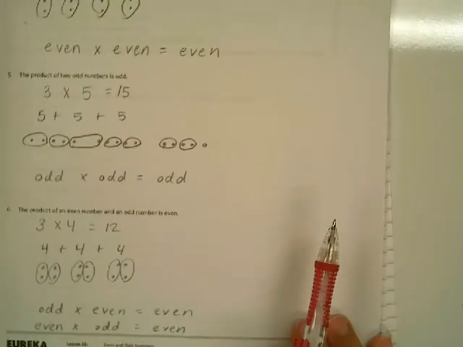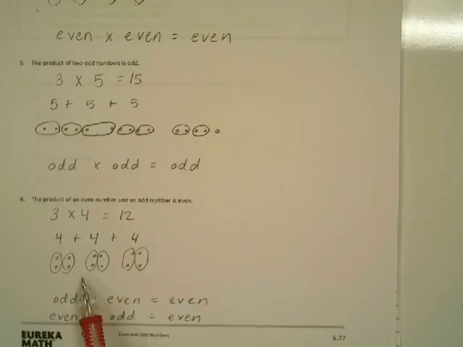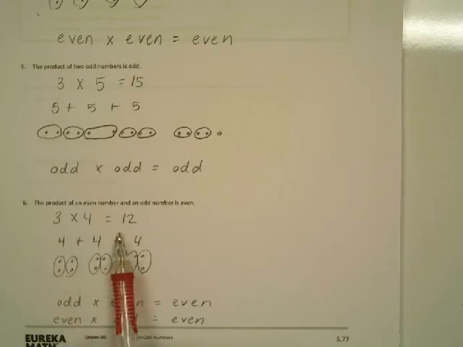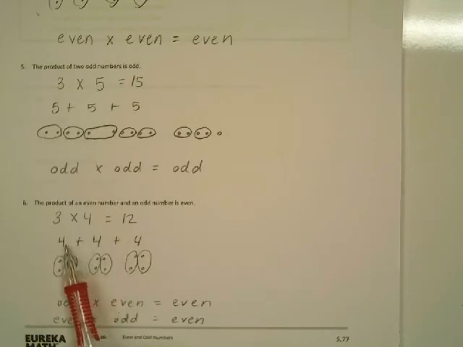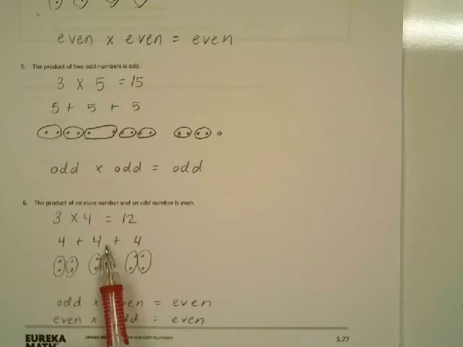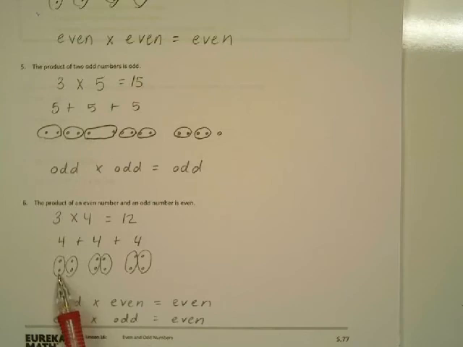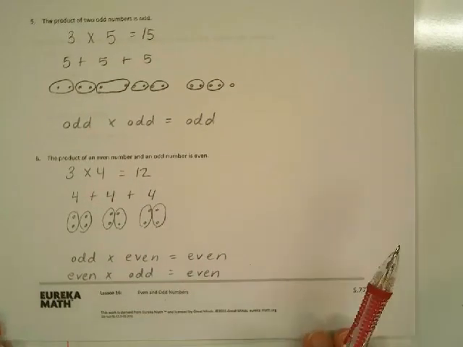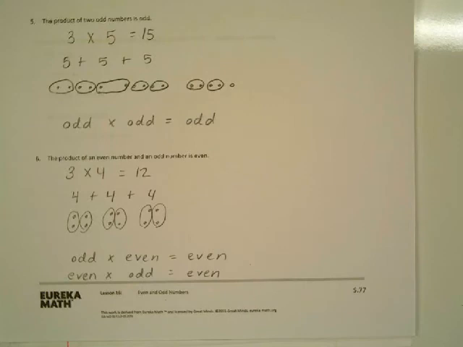And then finally on the last one, it's an odd times an even. So I did 3 times 4, which gave me 12. And again, 3 groups of 4, so that's the same as 4 plus 4 plus 4. I made sets of 4, and then I grouped them in 2s, so there were none left over. So I know that an odd times an even equals an even. And because, again, of the commutative property of multiplication, an even times an odd equals an even.